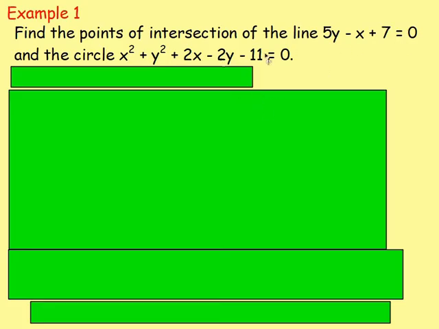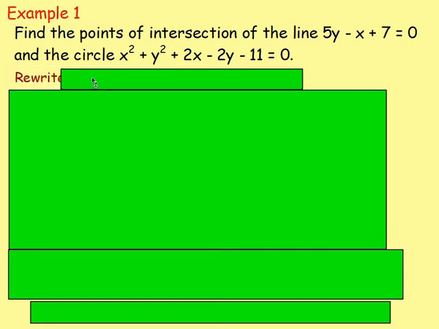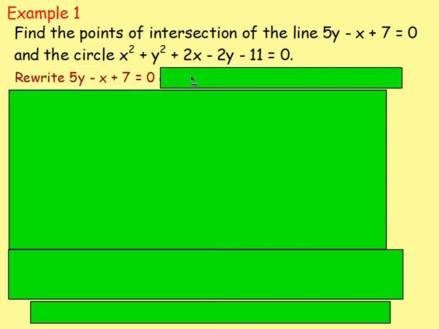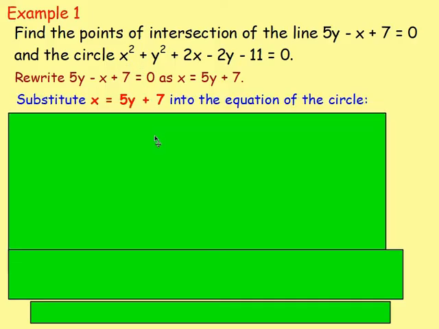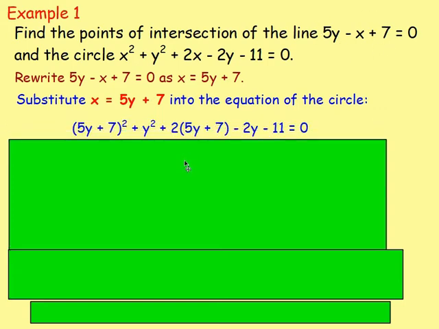If you look at this first equation, 5y minus x plus 7 equals 0, you could rewrite that. If we add x to both sides, then x will be equal to 5y plus 7. So we could take that and sub it into the other equation, replacing the x with 5y plus 7. So let's substitute x equals 5y plus 7 into the equation of the circle.